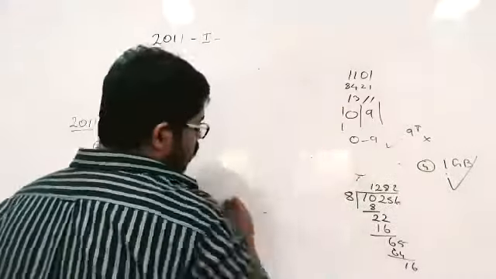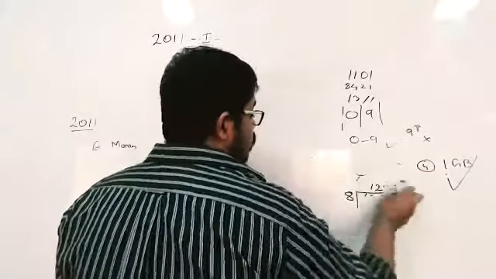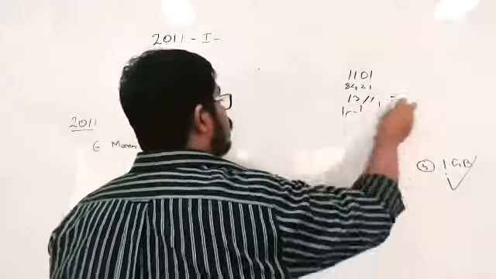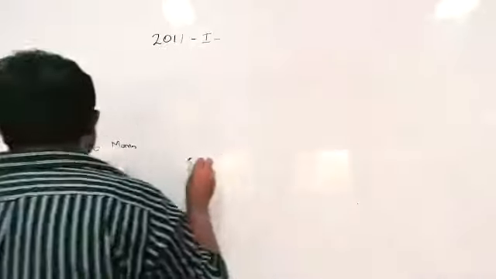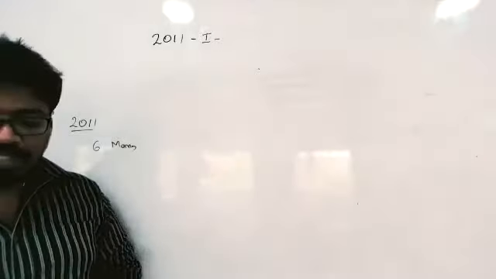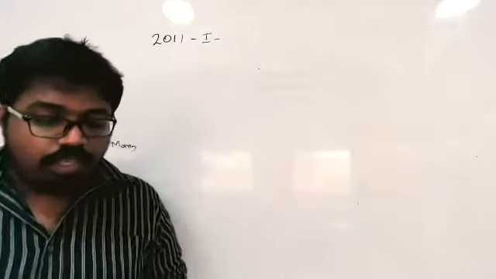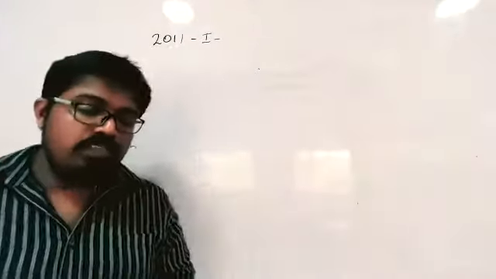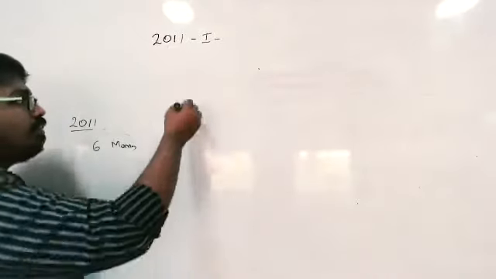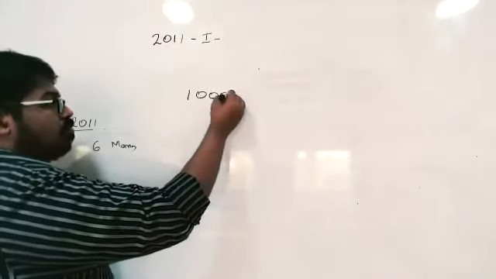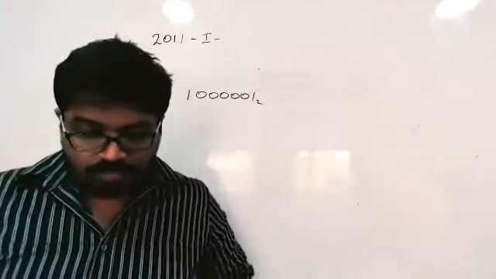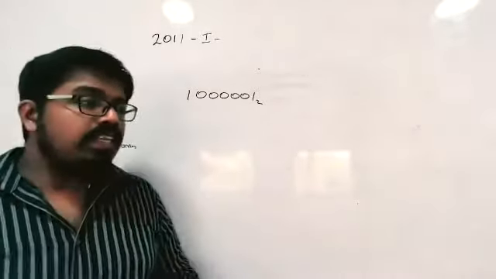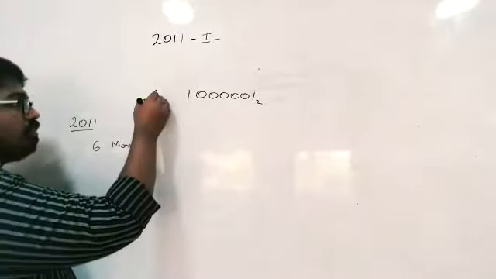2011 question number 10 came from ASCII conversion again. In 2010 also we had that one. 2011 also it came, right? When you consider the question, 1 0 0 0 0 0 1 represents A in ASCII. This is A.